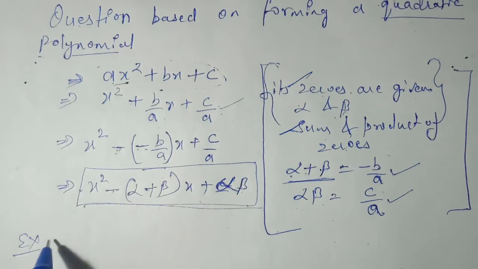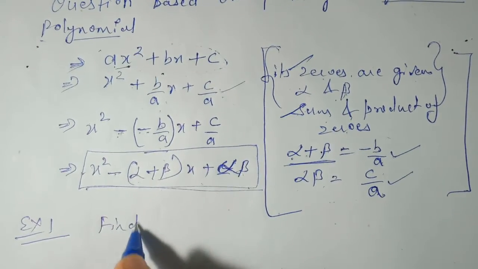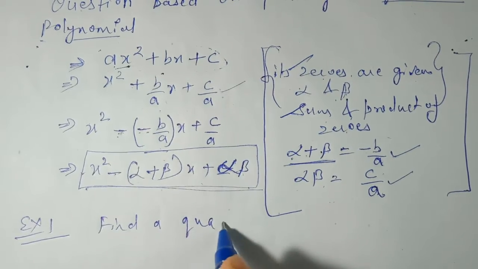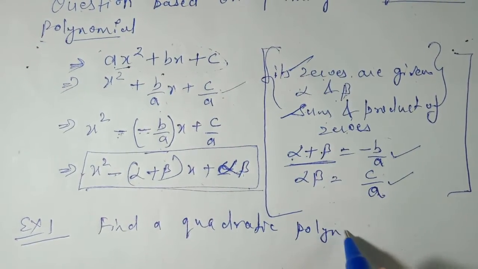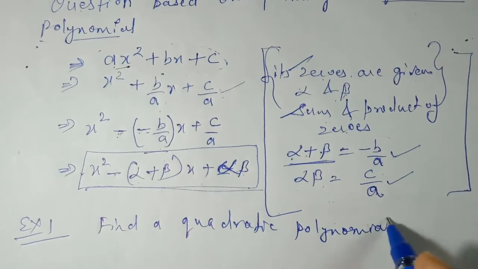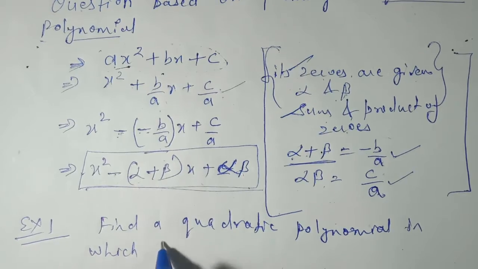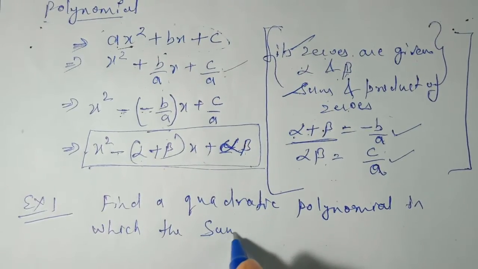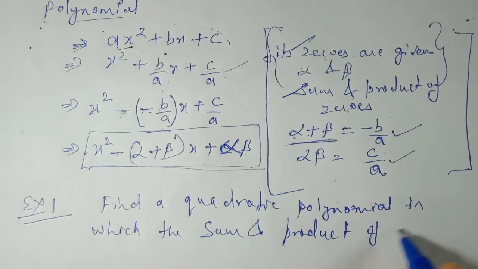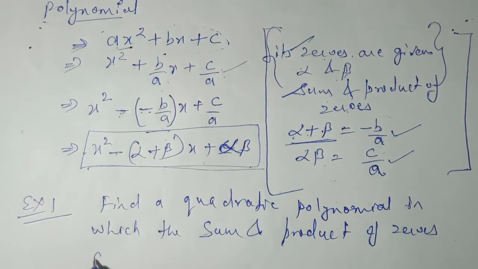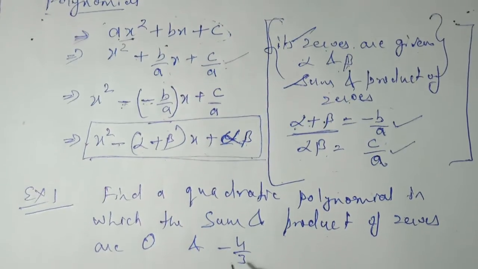Let us do some problems. One example I am taking. The example says: find a quadratic polynomial in which the sum and product of zeros are 0 and minus 4 by 3.